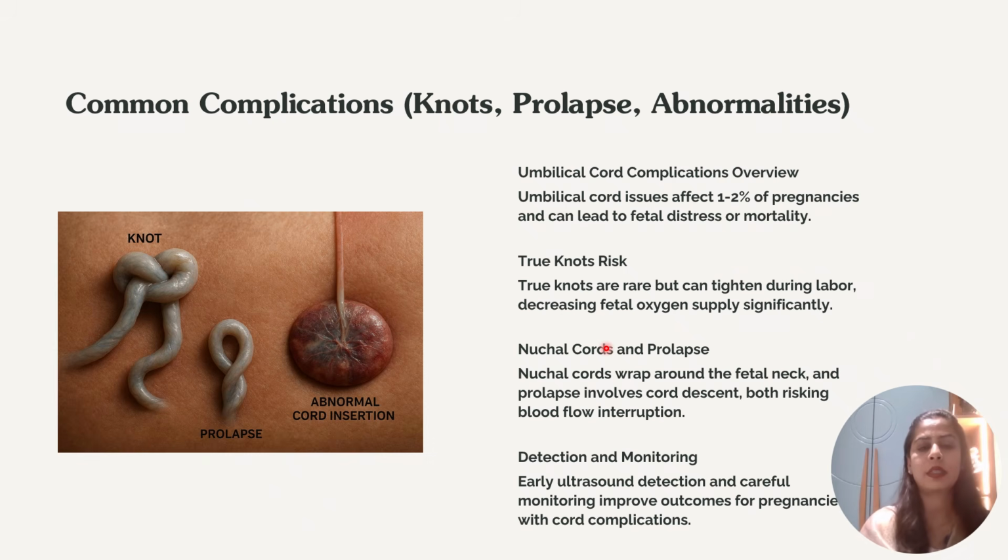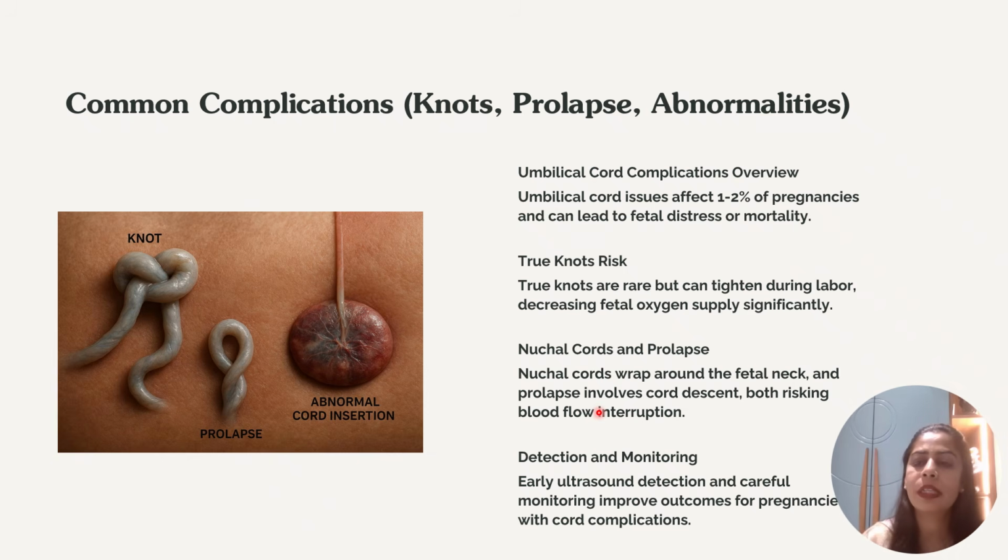In true knot risk, true knots are rare but can tighten during labor, decreasing the fetal oxygen supply significantly. So true knots are caused by a small fetus, a long cord, and a large amount of amniotic fluid. True knots mostly occur in early pregnancy. When the amount of amniotic fluid is very high, true knots can cause blockage of blood vessels during labor. And also, while rare, if the knot gets pulled tight during labor, it can block the baby's oxygen.